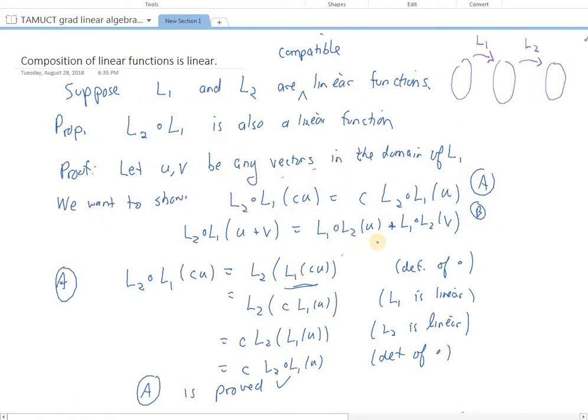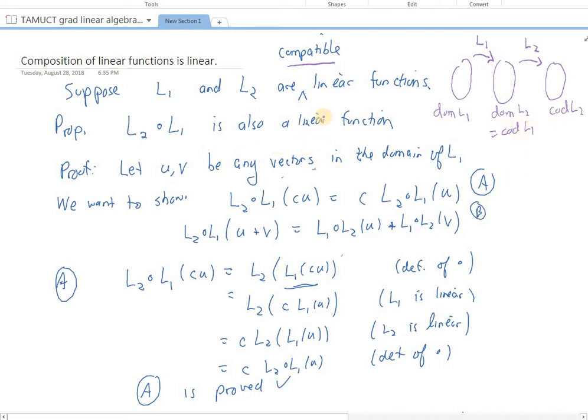Now, when I say compatible here, what I mean is that you can do this: that the codomain of L1 is the domain of L2. So the only way that you can compose two linear functions is if the codomain of the first function is contained in the domain of the second function. So this would be the domain of L1. This would be the domain of L2, which is equal to the codomain of L1. And then here's the codomain of L2. That can be anything.